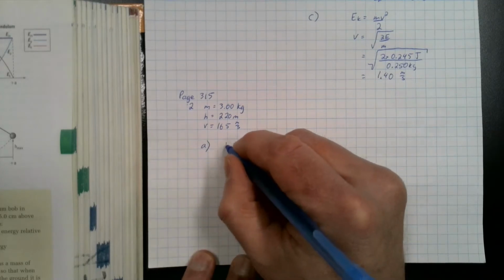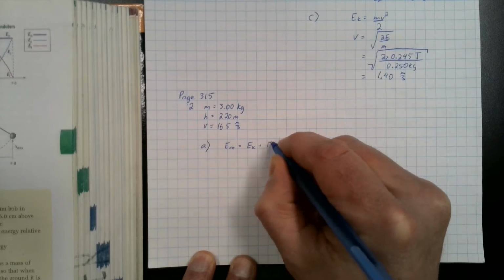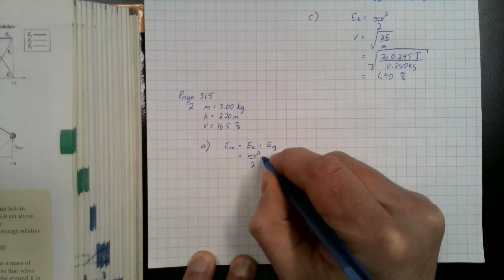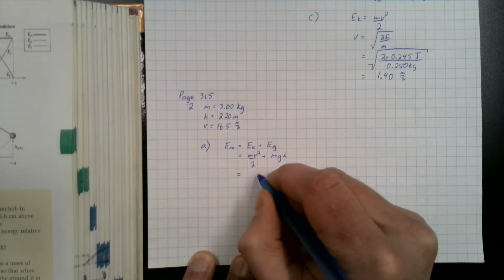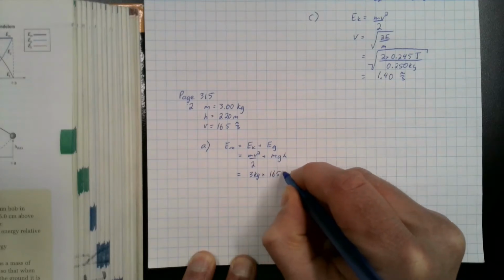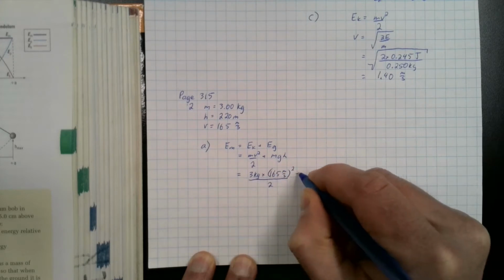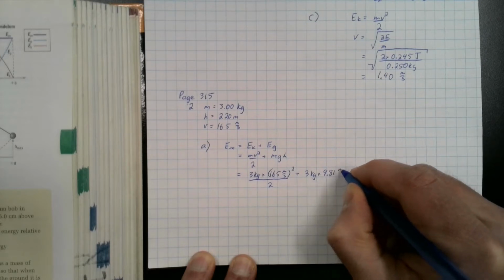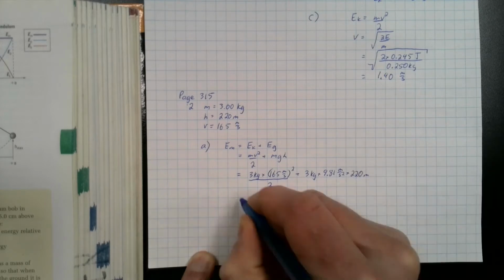So to calculate our mechanical energy, it is equal to our kinetic energy plus our gravitational potential energy. Kinetic energy is mv squared divided by 2. Gravitational potential energy is mgh. So our mass is 3 kilograms times our velocity of 165 meters per second, all squared, divided by 2, plus our mass of 3 kilograms times gravity 9.81 meters per second squared, times our height of 220 meters.